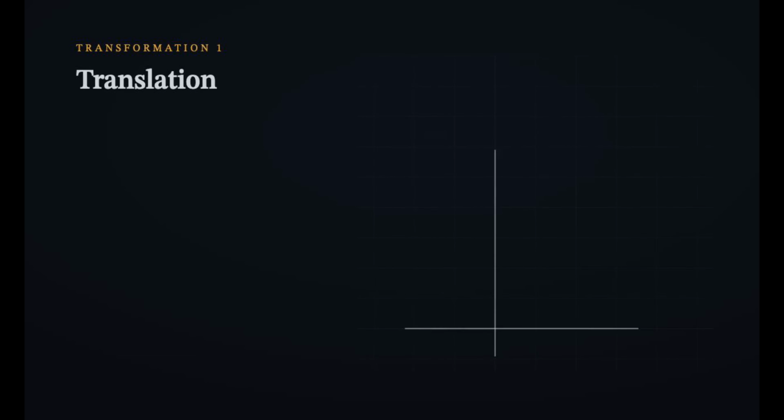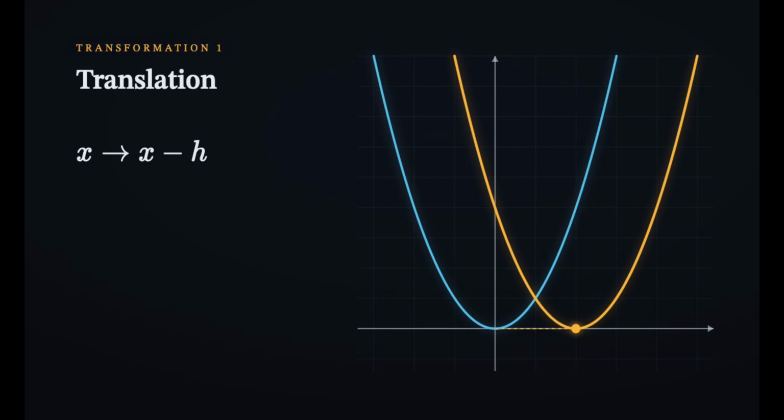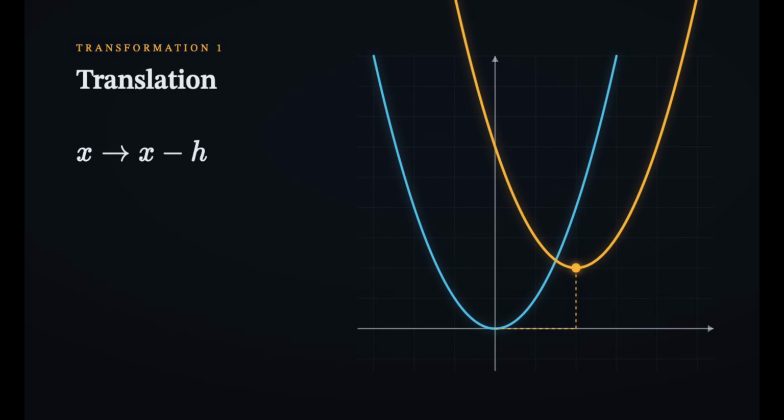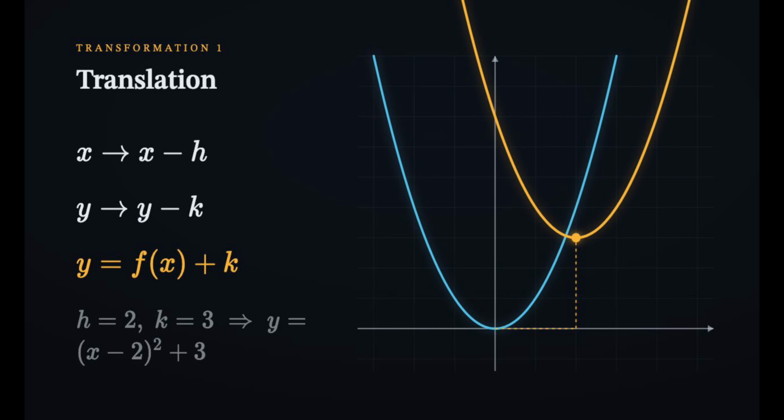The first one is a translation, which involves shifting the graph. To shift h units right, replace x with x minus h. To shift k units up, replace y with y minus k. After you replace y with y minus k, often k is added to both sides to isolate y again, which is why it often looks like y equals f of x plus k.